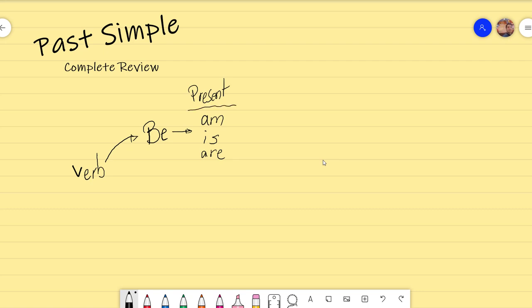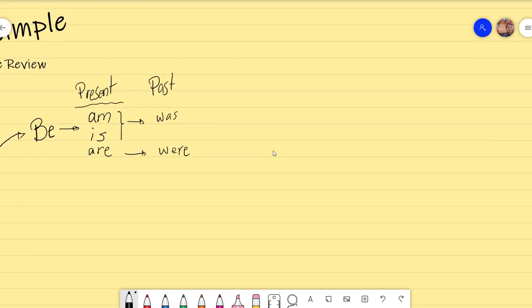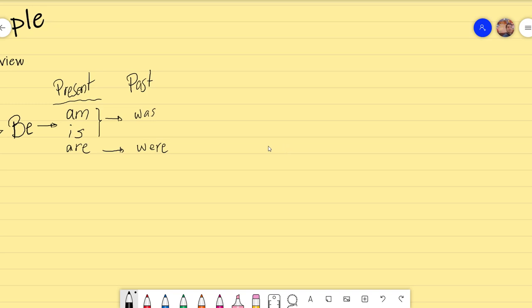of the verb be. What are the past forms of them? Past form of the verb be for these two, was, for this one, were. Right. So we have the verb be, and when we say be, we mean am, is, are. And the past form of am and is is was, and the past form of are is were. Okay, now let's make some questions and sentences with these verbs.